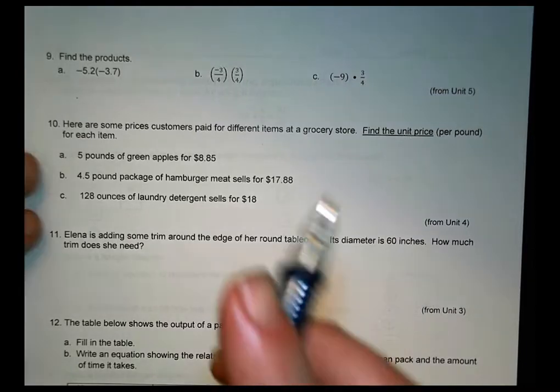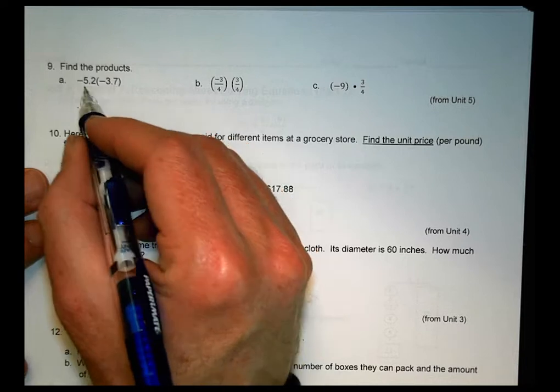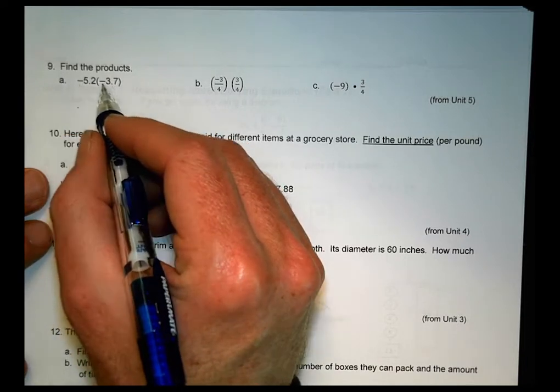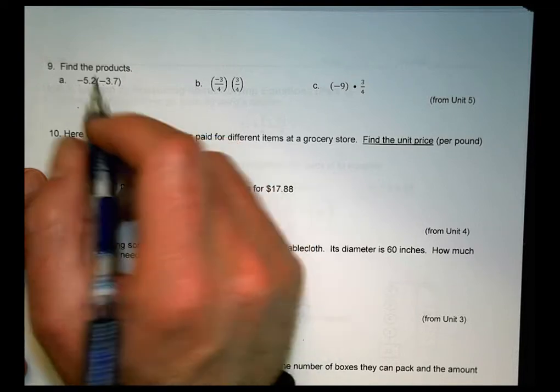We have a couple things here. These are ones you can solve, but let's just make sure we're doing it right. We're multiplying by decimals here. And remember, a negative times a negative is going to be a positive. So don't forget your positive sign.